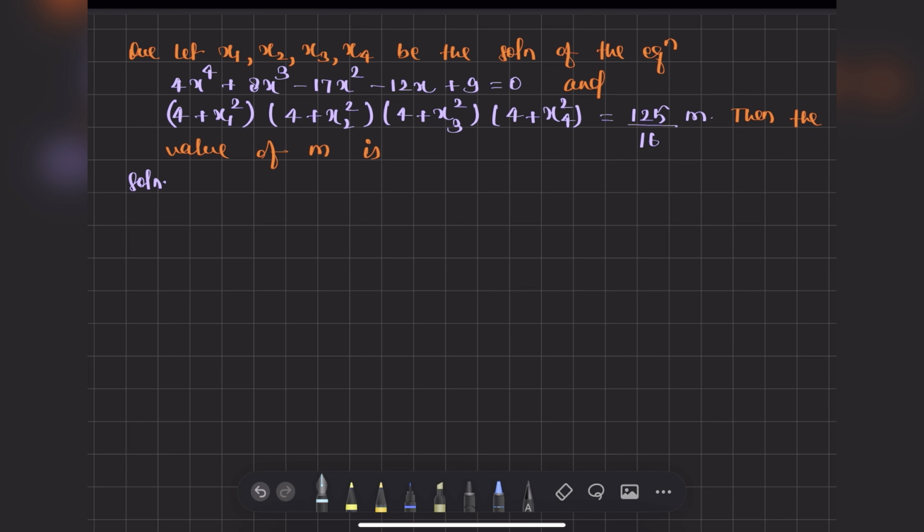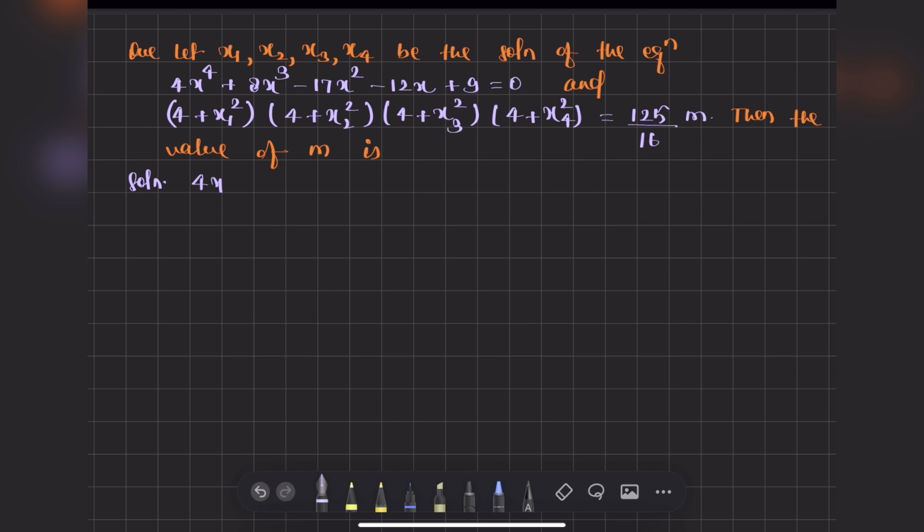So we got another question, and it says that let x1, x2, x3, x4 be the solution of the equation. Okay, so this is biquadratic and it has 4 zeros. We have handled biquadratic previously also. And then they are writing something equal to something and they want to find out the value of m. Okay, we will fix this problem.